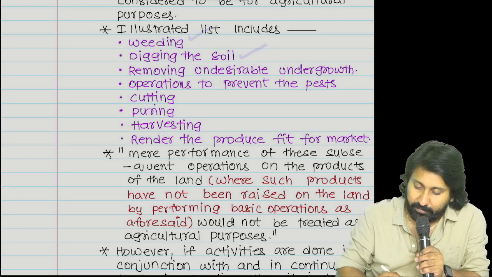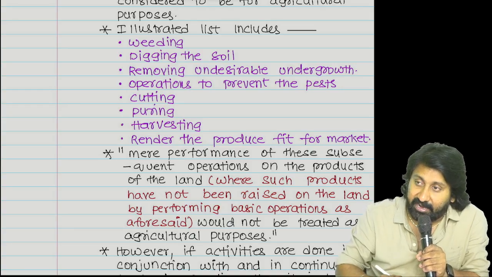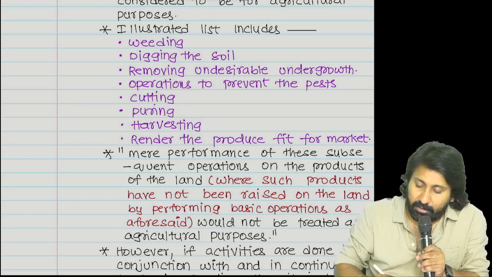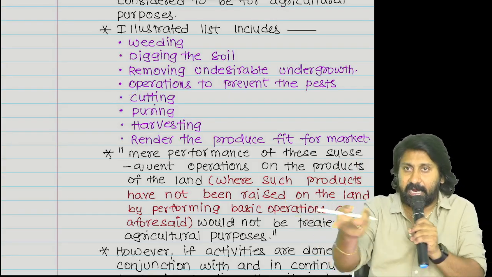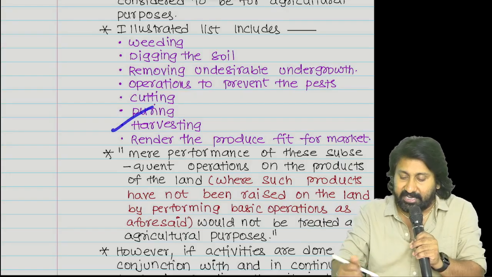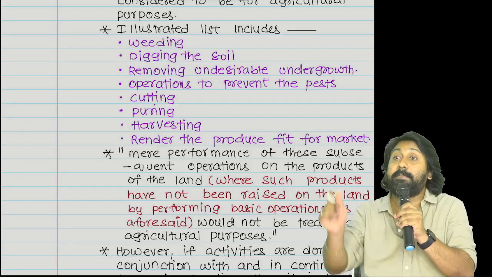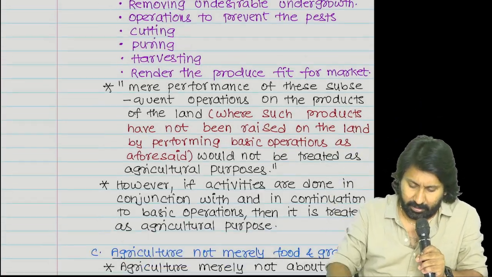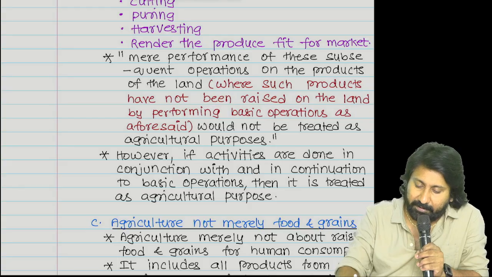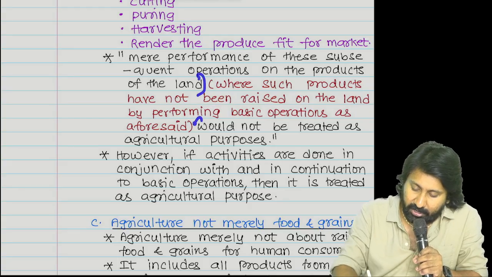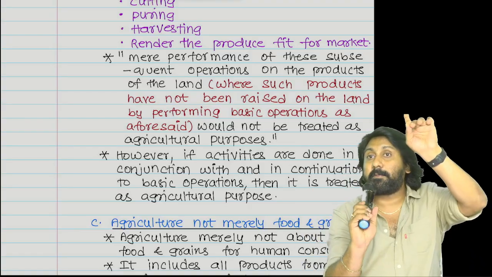Second, next one, removing undesirable undergrowth. Next one, preventing pests. Now pesticides, fertilizers, everything will be applied. Next, cutting. Next one, curing. Next, harvesting. Next, rendering the product fit for the market. All these things become basic and subsequent. Next, read: mere performance of subsequent operations on the product of the land would not be treated as agricultural operations. Tell me, what purpose should I first carry out?